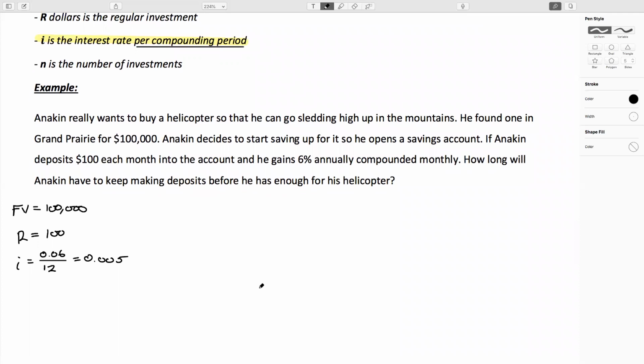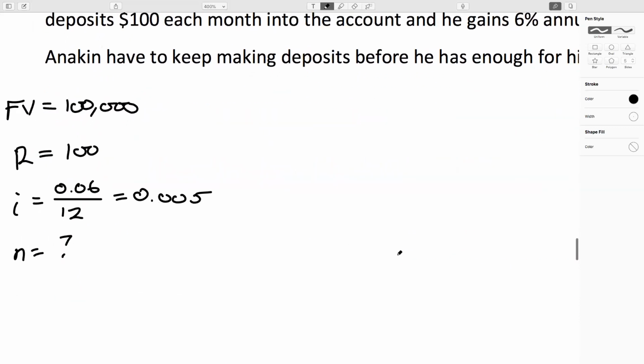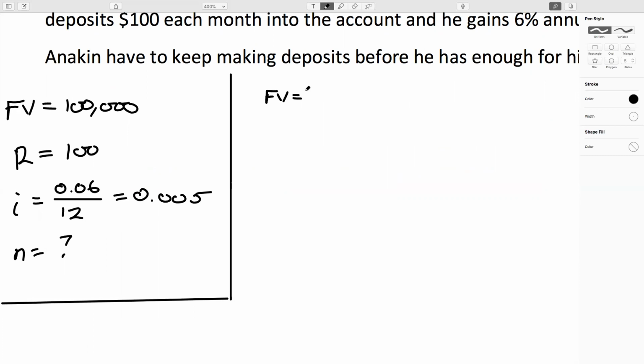How long will he have? We need to solve for n, which is our unknown. N is the number of compounding periods or number of payments. So let's start with the future value formula, plug in what we know, and solve for n. So let's portion this off to the side. We know future value, FV, equals R times 1 plus I to the power n minus 1, all divided by I.